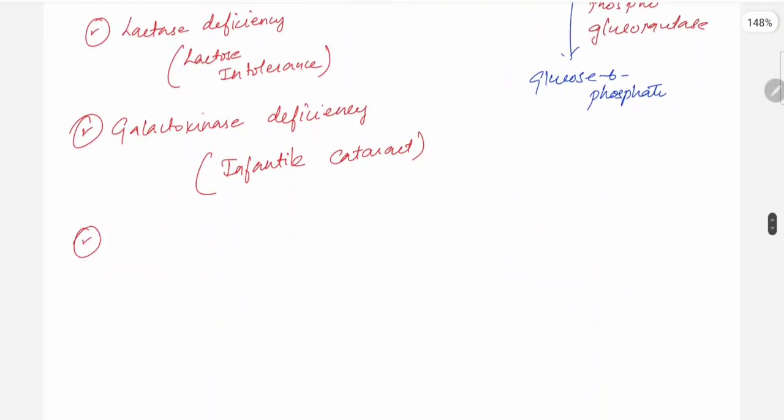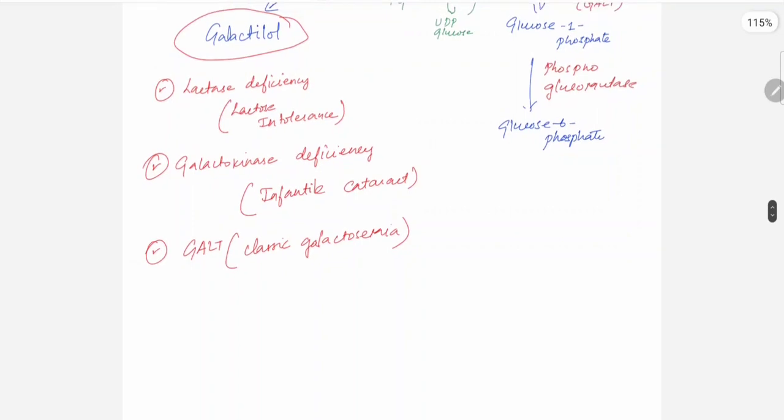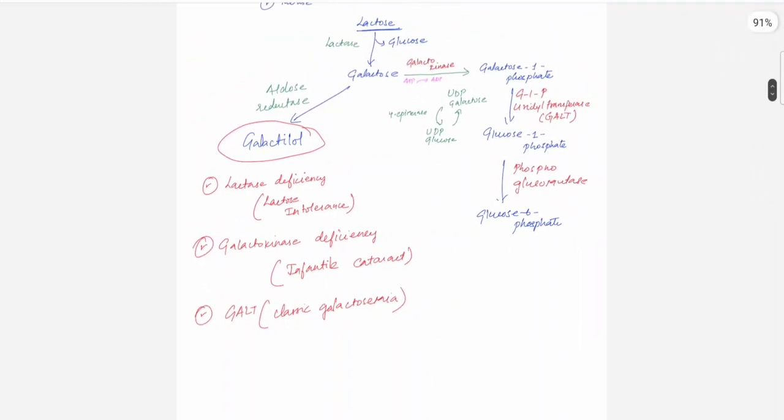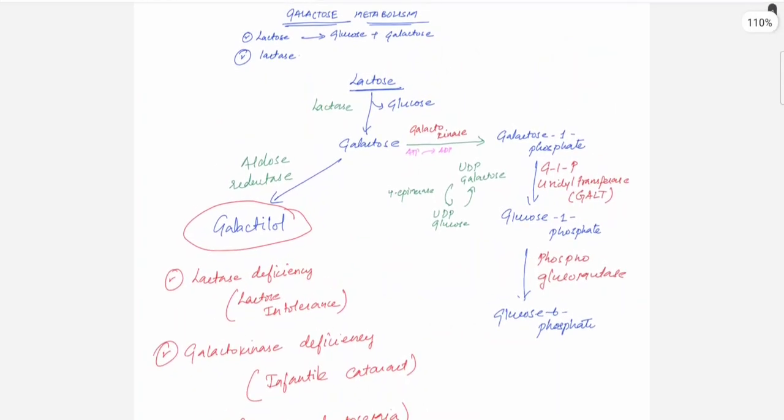And coming to the third clinical significance, the deficiency of GALT can cause classic galactosemia. Because of this, too much galactose 1 phosphate and galactose get accumulated in the cells, so it causes classic galactosemia. So this is all about the metabolism of galactose in our body.